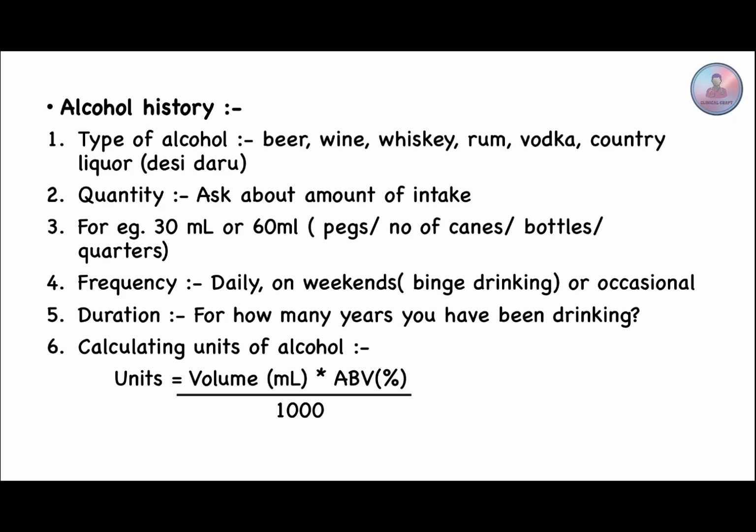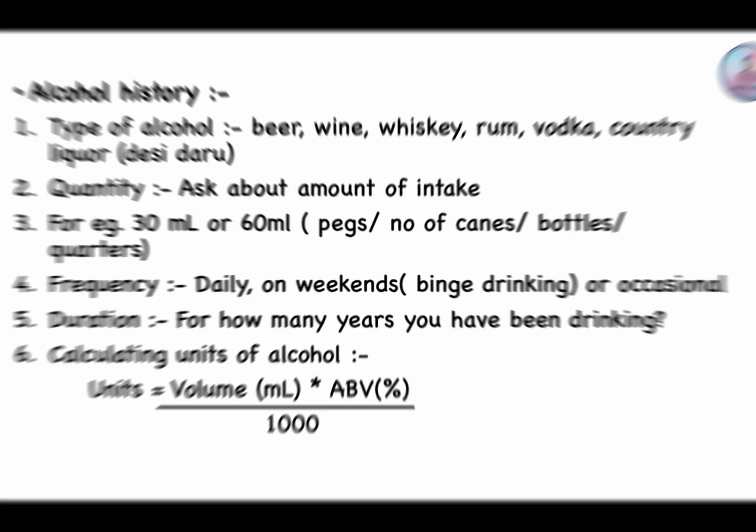Next is the alcohol history. What you need to ask is about type of alcohol, quantity, ask about the amount of intake, ask about the frequency, is he a daily consumer, drinks on weekends or occasional drinker. Ask for the duration, that is for how many years he has been drinking, and calculate the units of alcohol.